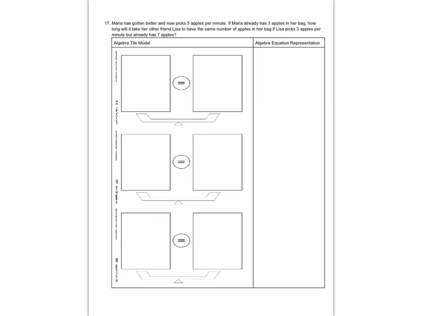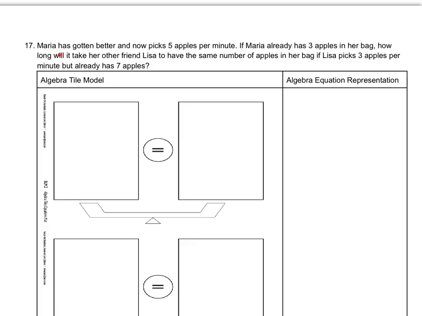Let's try solving this problem. Maria's gotten better and now picks 5 apples per minute. If Maria already has 3 apples in her bag, how long will it take her other friend Lisa to have the same number of apples in her bag if Lisa picks 3 apples per minute but already has 7 apples? See if you can set up that equation or set up that Algebra model, or even just try to find the answer any way you want. See what you can come up with.